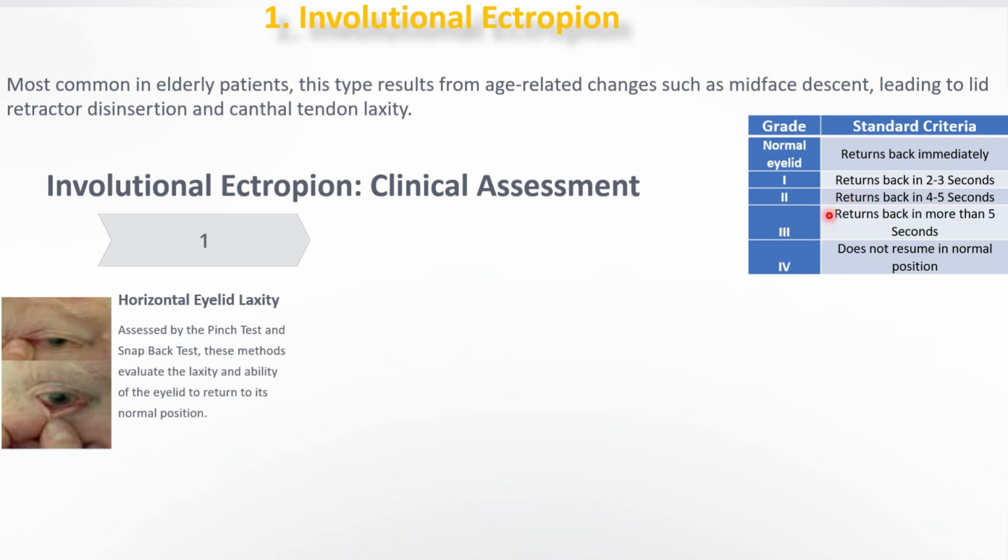As you can see on the screen, here it is grade and here it is standard criteria. When you release the eyelid, it returns back immediately. So, it is a normal eyelid. But when it returns back in 2-3 seconds, that is grade 1.